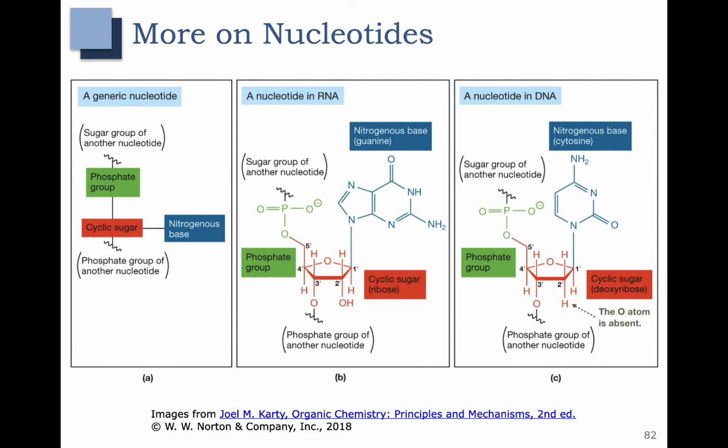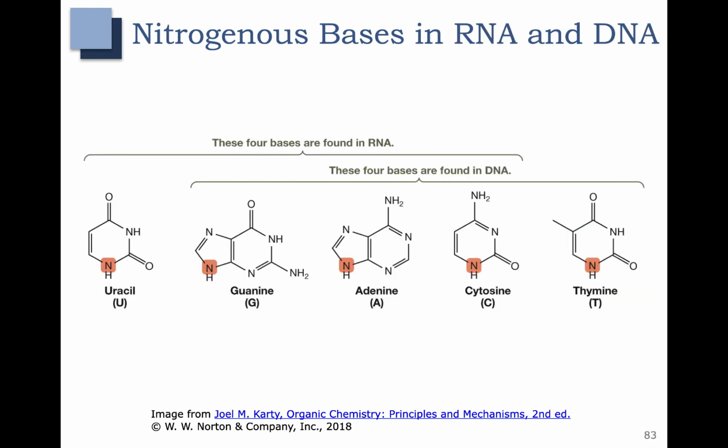We also have different examples of nitrogenous bases shown here. Here's one for RNA, and here's one for DNA. The nitrogenous bases, for the most part, are the same. You can see that G, A, and C, guanine, adenine, and cytosine, are nitrogenous bases that are used in both RNA and DNA. The only difference that you have is uracil over here, U, which is only found in RNA, and thymine, T, which is only found in DNA. This concludes biomolecules, and this is the end of Chapter 1.